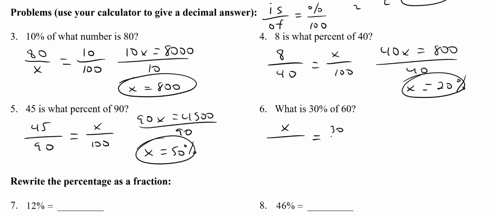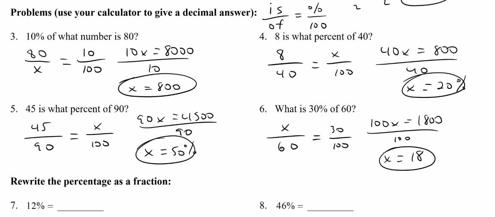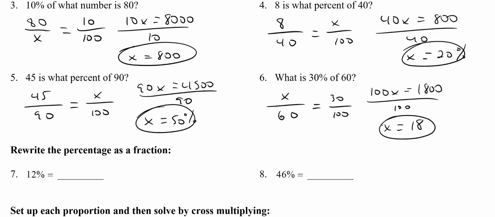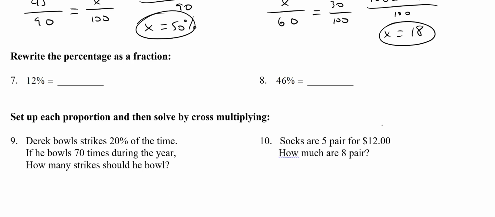so you're going to put 30 over 100 of 60. So you cross multiply, you get 100x is equal to 1800, divided by 100, x equals 18. Okay, it's not bad. Next 2 questions, it says rewrite the percentage as a fraction. That's easy. It's always over 100. 12 over 100, 46. Hey, it's my birthday, April 6th. 46 over 100.